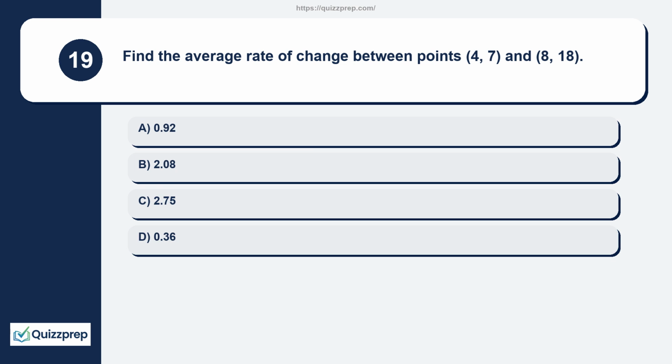Question 19. Find the average rate of change between points (4, 7) and (8, 18). 0.92, 2.08, 2.75, 0.36.